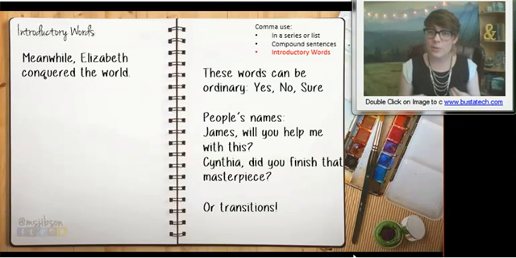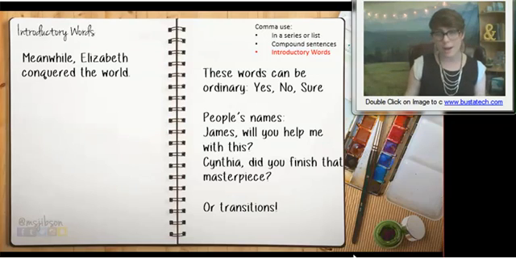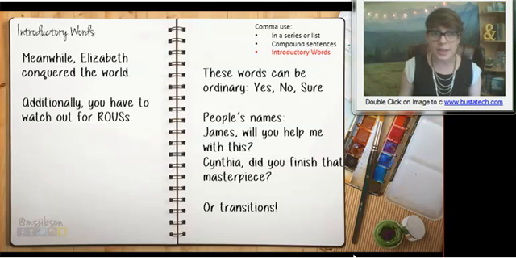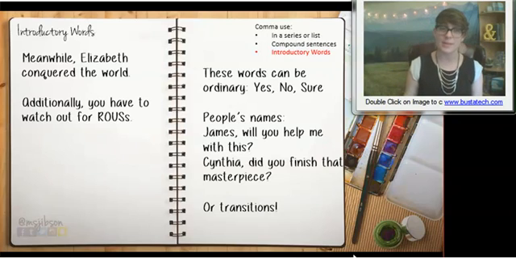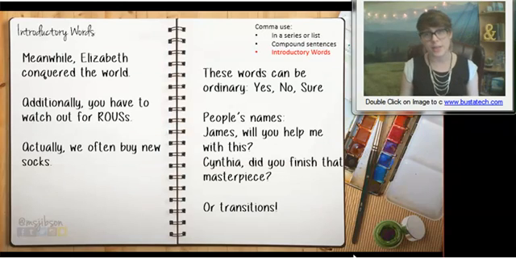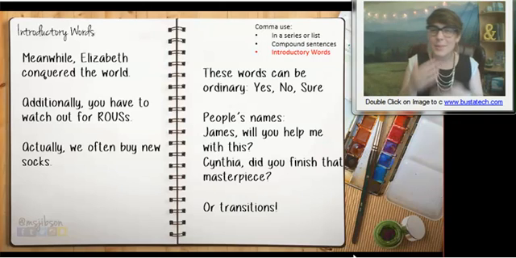The last word or type of word that you would use a comma with when it's the first word in the sentence is a transition. For example, if you say, meanwhile, Elizabeth conquered the world. Or, additionally, you have to watch out for RUSs. Or, actually, we often buy new socks. Can you guys see any similarities between these introductory words in these examples? Type in the chat box if you want to.